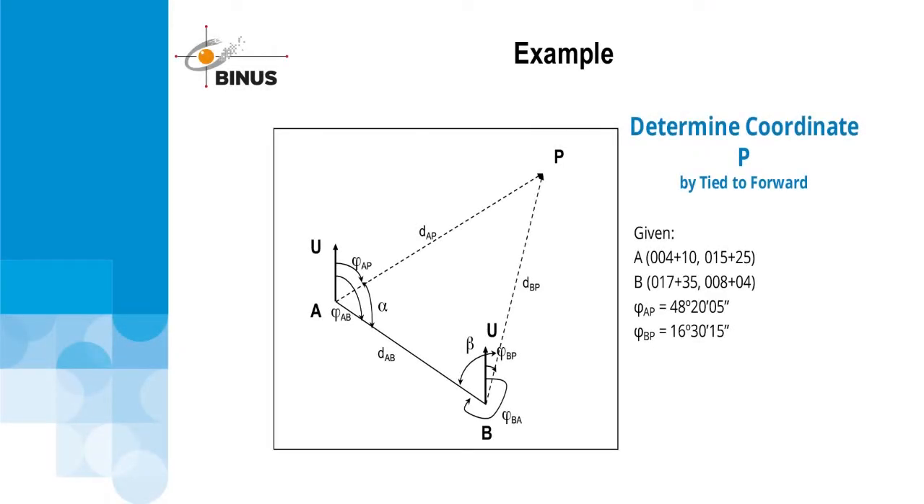Now let's try to calculate an example case. It is given that point A is 4.10 and 15.25, and point B is 17.35 and 8.04. Azimuth AP is 48 degrees 20 minutes and 5 seconds. Azimuth BP is 16 degrees 30 minutes and 15 seconds. The tied to forward formula consists of a few steps that need to be calculated.